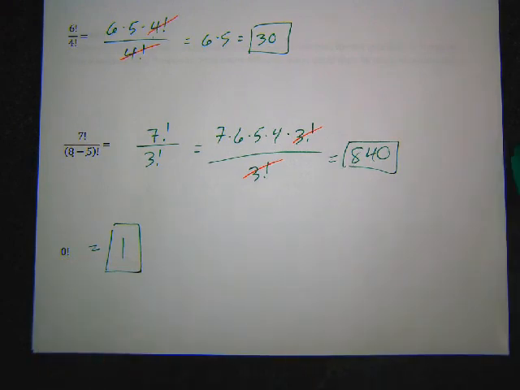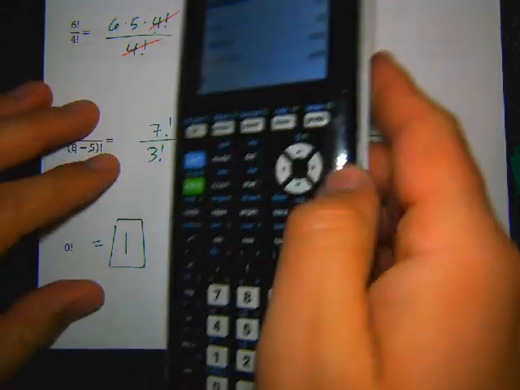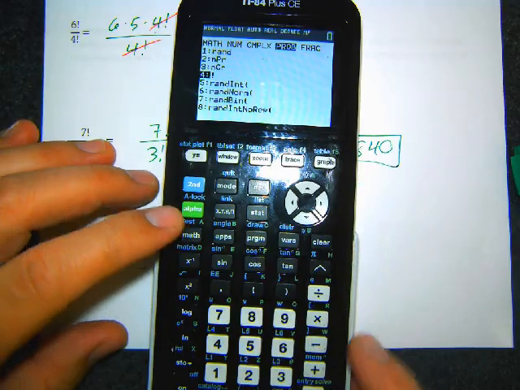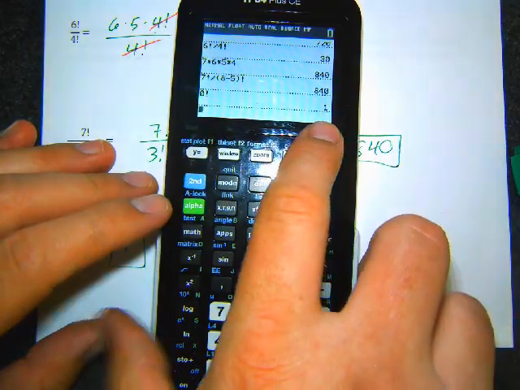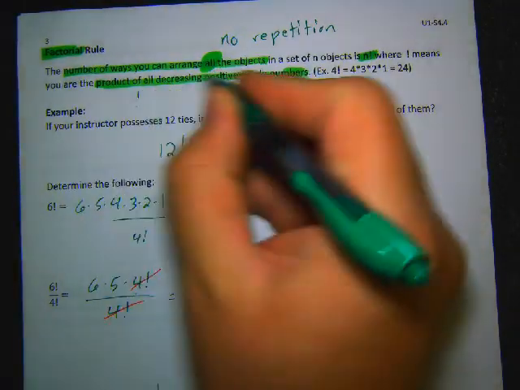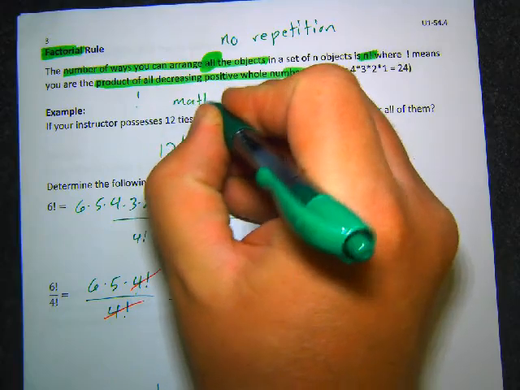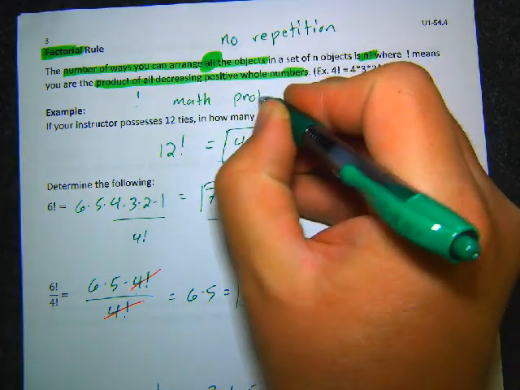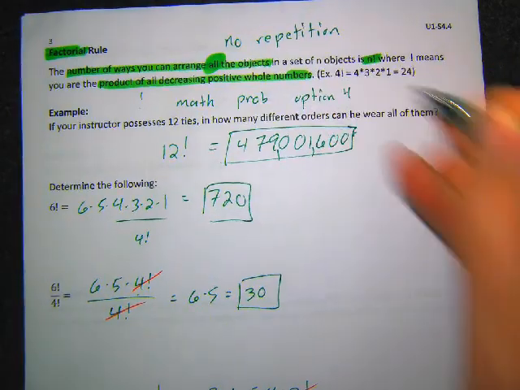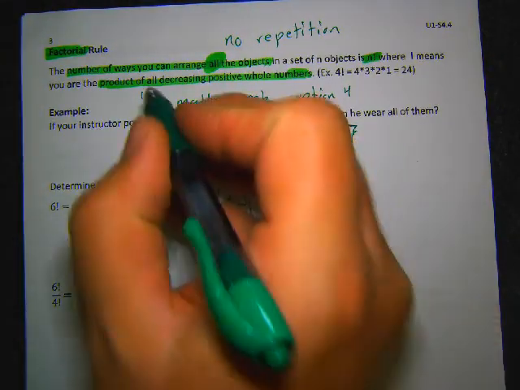If you ever see that, I think your calculator should be able to do that too. So if you have 0 factorial, pretty sure your calculator knows that is 1. So you could get away with typing that in your calculator as well. So again, to do factorials, we'd hit the math button. We go to the probability option, and there's option 4. And that's how we get that factorial.